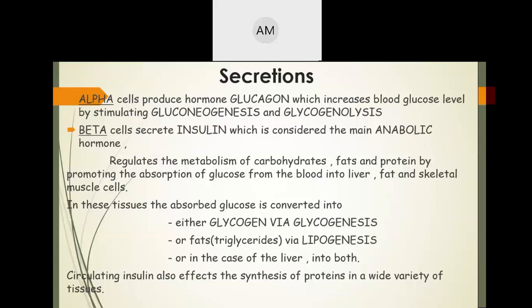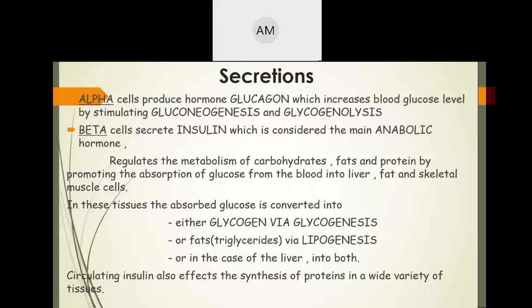What is gluconeogenesis? Gluconeogenesis is the formation of new glucose from non-carbohydrate substrates. It is a metabolic pathway which results in the generation of glucose from non-carbohydrate carbon substrates. And glycogenolysis is the breakdown of glycogen into glucose inside the liver.